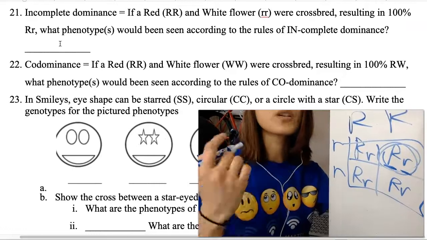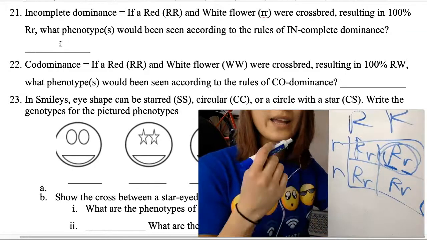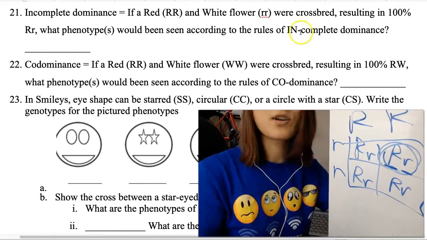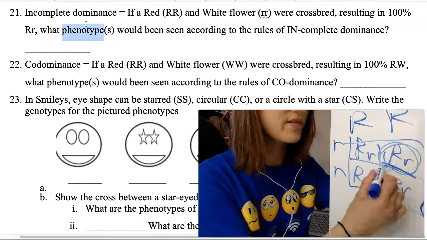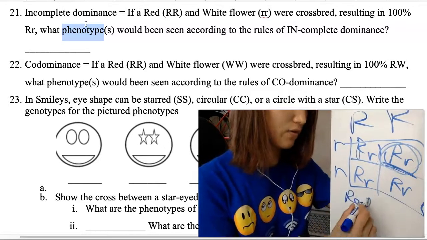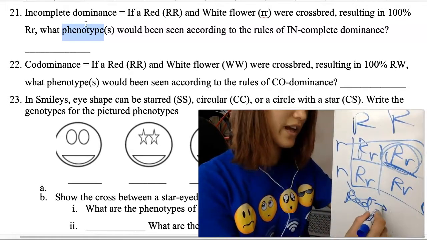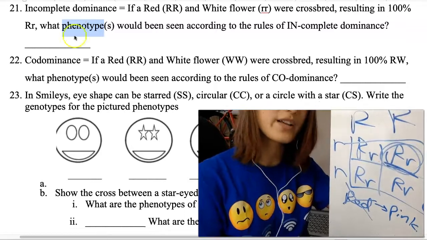In comparison, for incomplete dominance, you still draw the Punnett square exactly how you always would. However, the phenotype of the heterozygous individual is going to be different. So in this case, instead of being red, which normally it would be, you would have pink. So this is called incomplete dominance. You blend the two colors together.